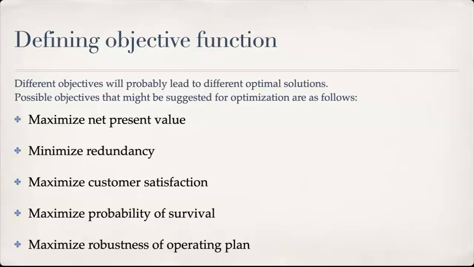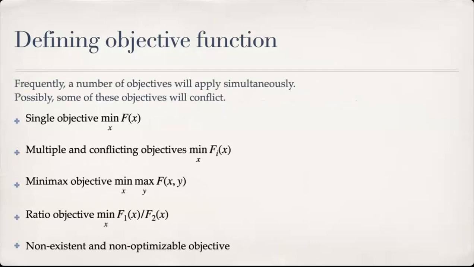Maximize probability of survival. Okay. I never work on that kind of problem, but some people do. Maximize robustness of operating plan. Operating plan, sorry, not plant. For example, you have a number of uncertainty, and you want to maximize robustness. What else?